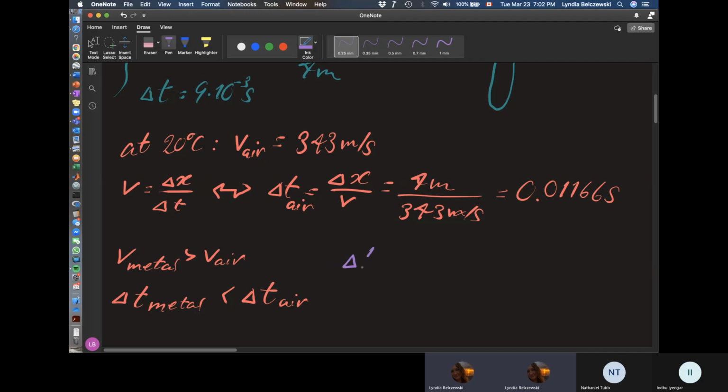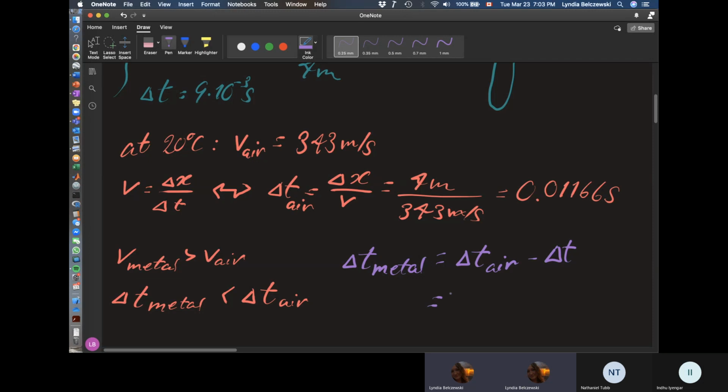So writing this as a formula, which is probably easier than trying to picture it with me saying this, we'd have that the time it took for the sound to get to the microphone through the metal is equal to the time it took going through the air minus just the delta T, which was the difference in time, or the delay in time for the sounds that the microphone heard. And that was 9 times 10 to the minus 3 seconds.